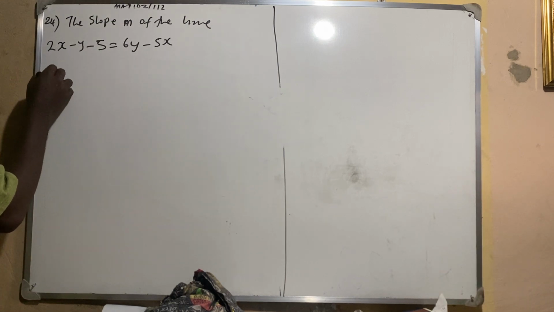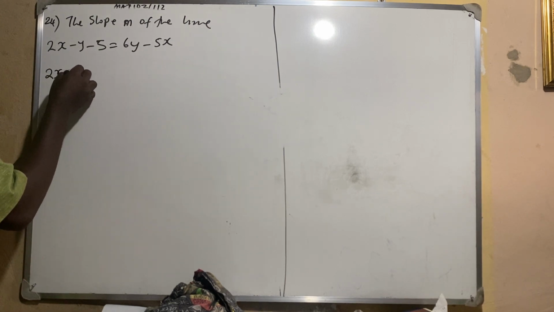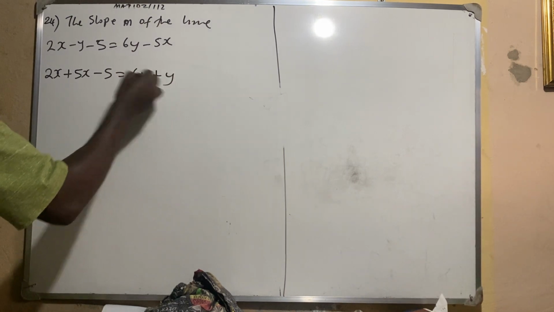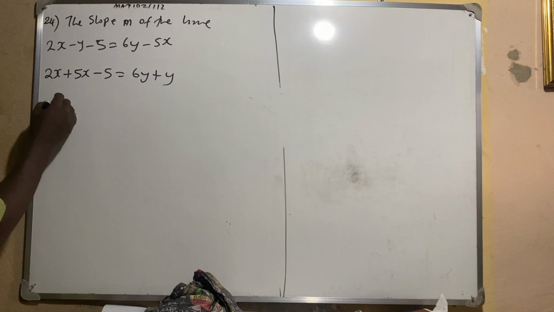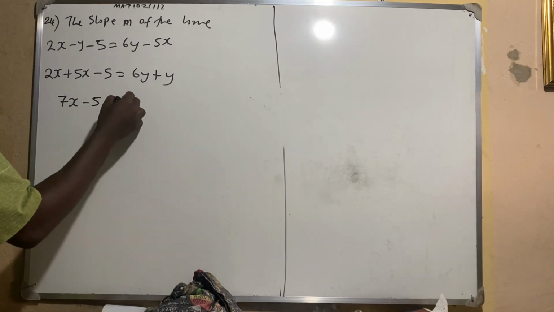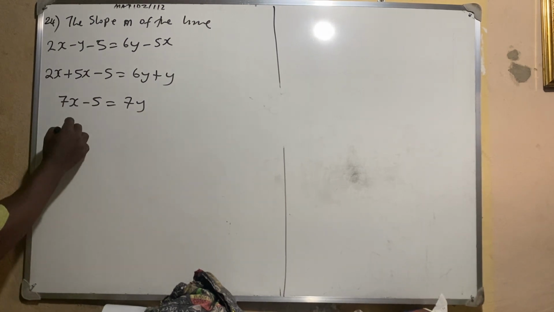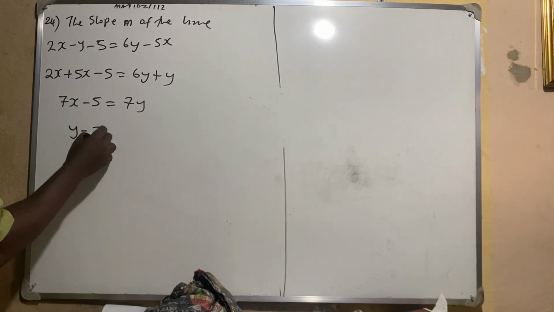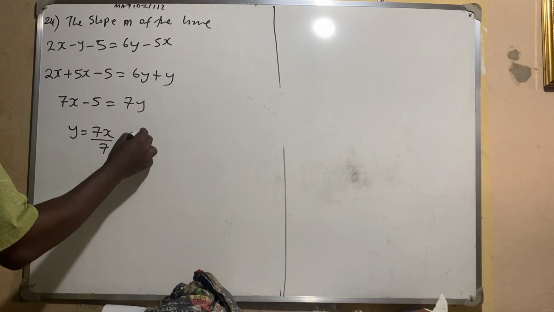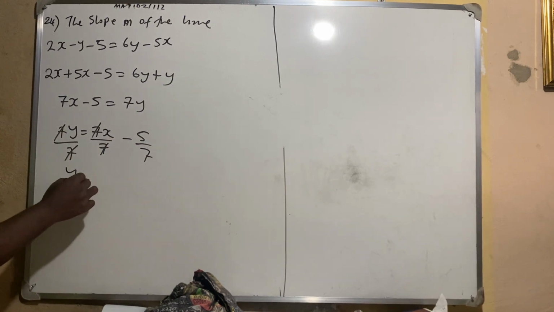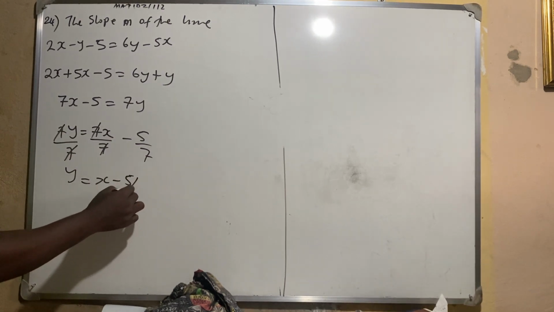So I have 2x plus 5x minus 5 is equal to 6y plus y. Okay, so this gives you 7x minus 5 is equal to 7y. So divide everybody by 7 because I want to make y the subject. y will now be 7x over 7 minus 5 over 7. This cancels this, so I have y is equal to x minus 5 over 7.